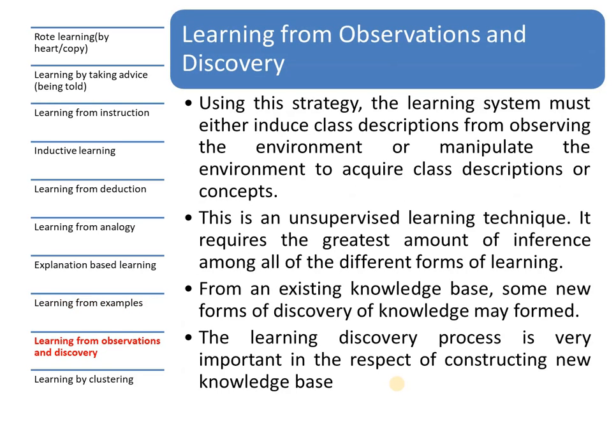Okay, and the next category of learning is learning from observations and discoveries. It's nothing but, based on existing data, a new form of knowledge is formed. So we have existing data, some observations, some discoveries, and based on that we learn something. We have observed that this particular thing is happening every day, and we have formulated a theory with respect to that, somewhat related to learning by induction. So using this strategy, the learning system must either introduce a class description from the observing environment.